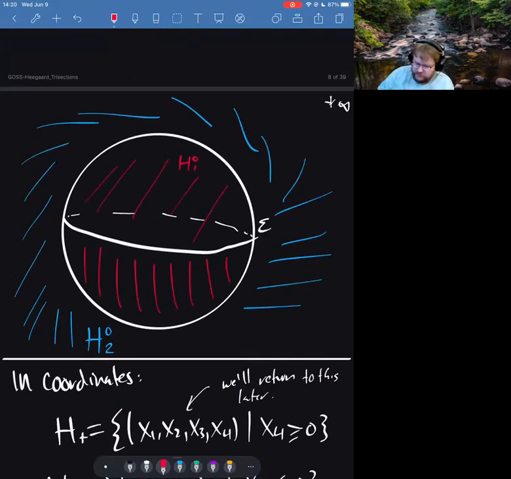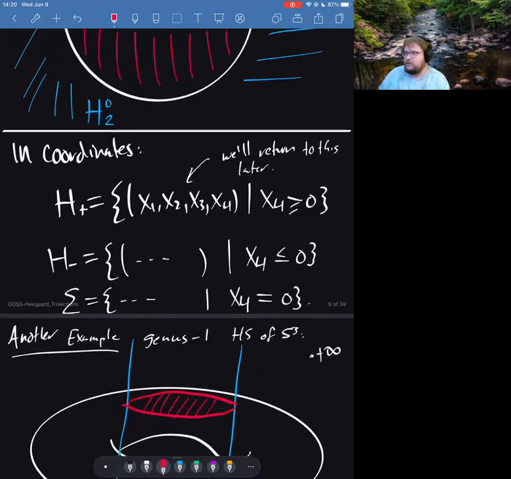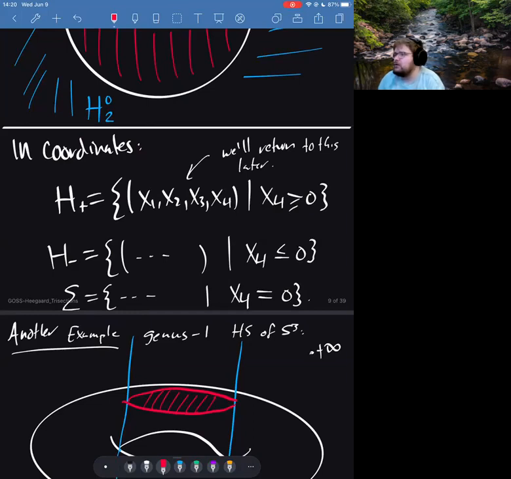Okay, so here's a way I like to think of it. Here's 3 space, then there's the point at infinity. I look at my unit ball, and this splits everything into outside and inside. This is the Alexander theorem that every sphere in 3 space splits all of space. And so the blue stuff is my H2 and my red stuff is my H1. We can do this in coordinates, and we'll return to this example later. This is the idea of a Morse function, and we'll come back to this in a little bit. Well, let's take a look at another example.